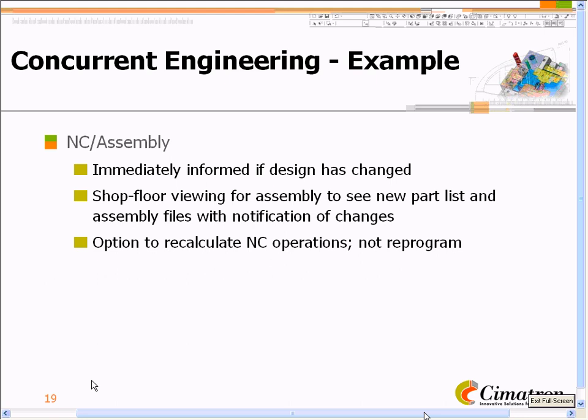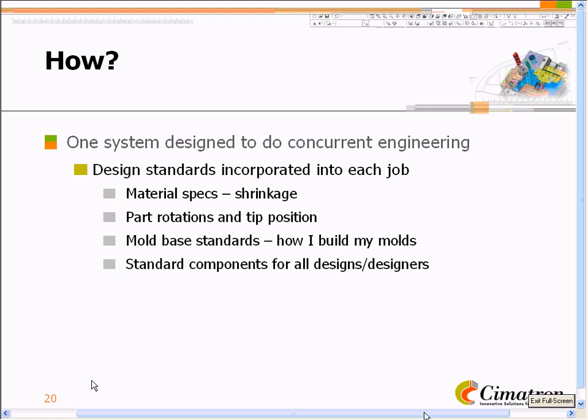Really, do they need to reprogram it? I mean, do they know the tool they're going to rough with? Do they know the step overs? Do they know the feed rates? Well, most of the time the step's going to stay the same. So now it's a matter of recalculating as opposed to going through the thought processes of reprogramming.